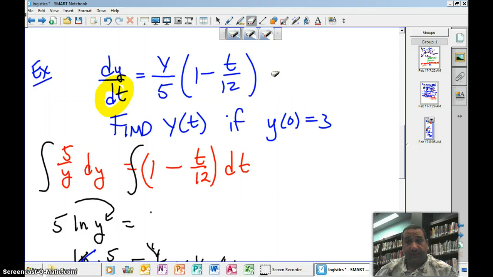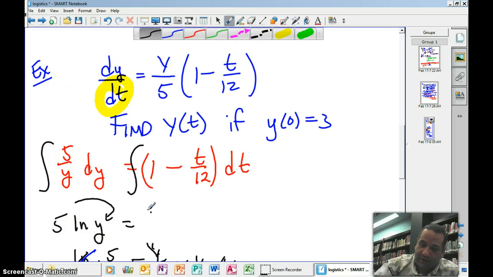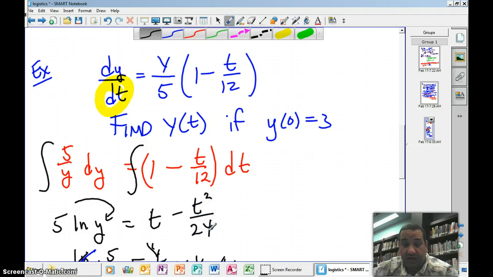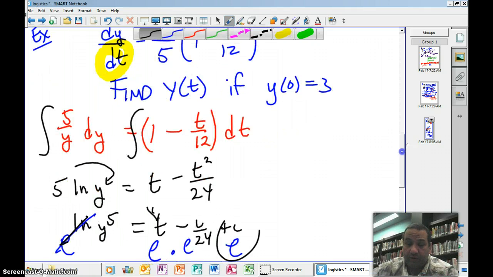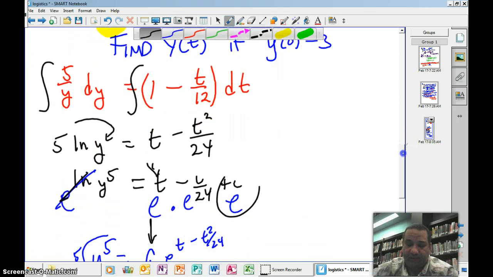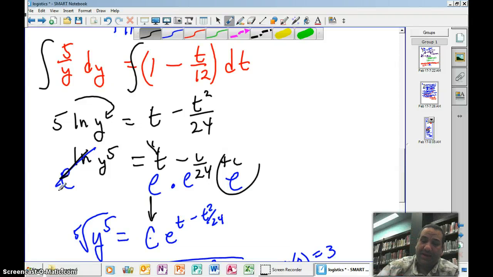This is called separation of variables. We've done this before. So now I have the integral of 5 over y, which is just 5 ln of y. And then on this side, when I take the integral, I get t minus t squared over 24. Makes sense, just taking integrals. And now I need to find y of t. So now I'm going to e both sides.